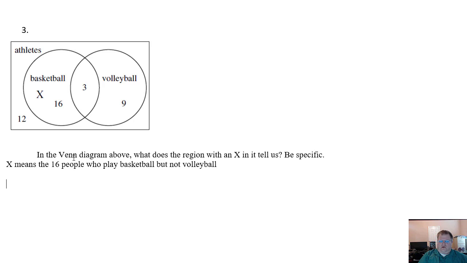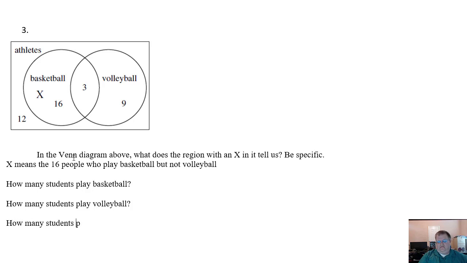Now I'm going to have a quick conversation and go a little bit further, because we need to talk about lots of other things that Venn diagrams can do and tell us. So for example, how many students play basketball? And follow that up with how many students play volleyball. And follow that up with how many students play both sports. Okay, so pause the video real quick and see if you can answer those questions.